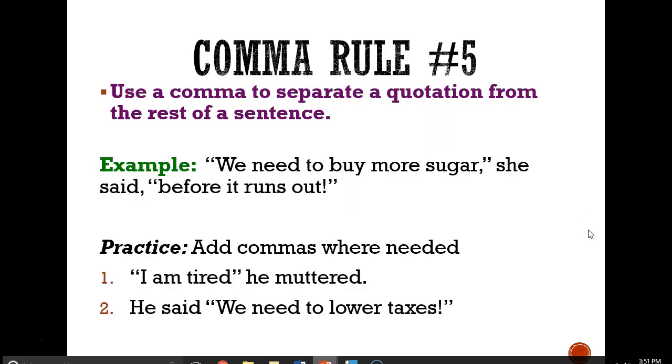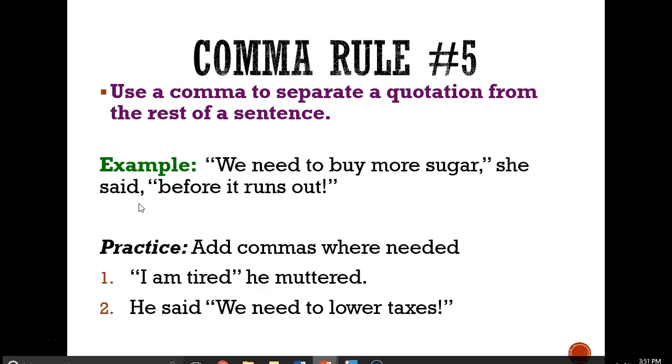Comma rule number 5 is using a comma to separate a quotation from the rest of a sentence. We talked about this when we talked about dialogue tags, especially if you're continuing the sentence. For example: "We need to buy more sugar," she said, "before it runs out." This means that she is still speaking between both of these. You're just including the dialogue tag in the middle.